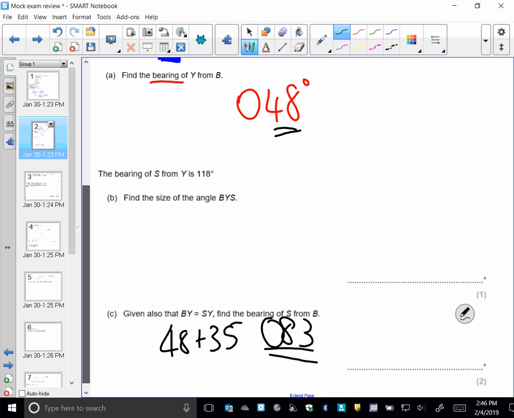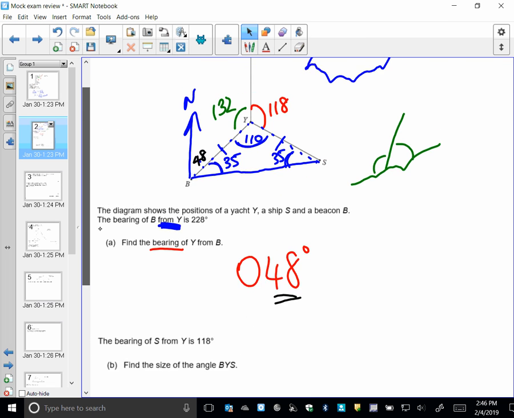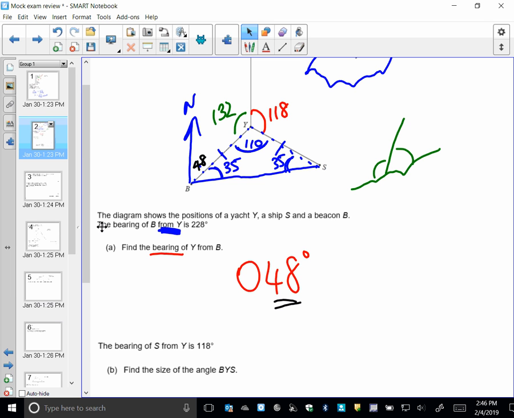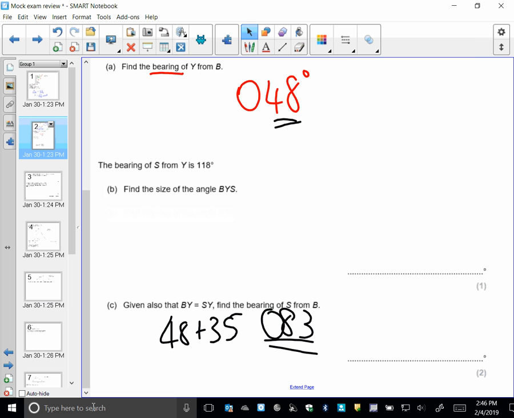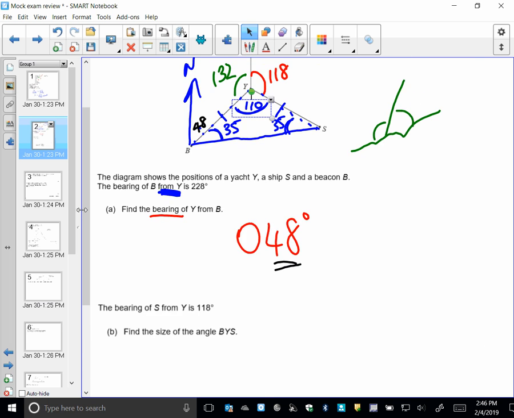So they told us that BY was equal to YS, so that means that that blue would be an isosceles triangle. We worked this angle out here to be 110. So you know at the bottom, these two have to be equal because they're the base angles. So you do 180 minus 110 divided by 2. But they want the bearing of S from B. So that's this whole angle here. So B has to have the north line, and then you're measuring that angle.